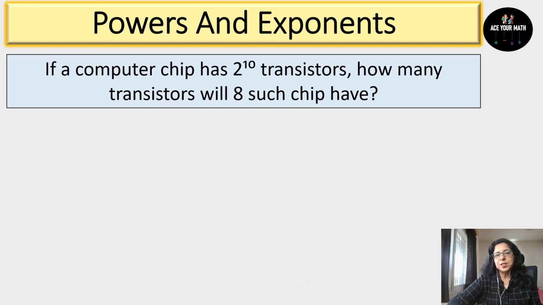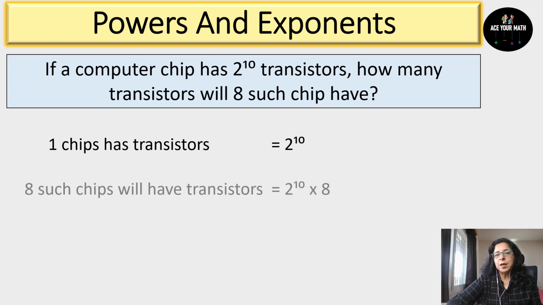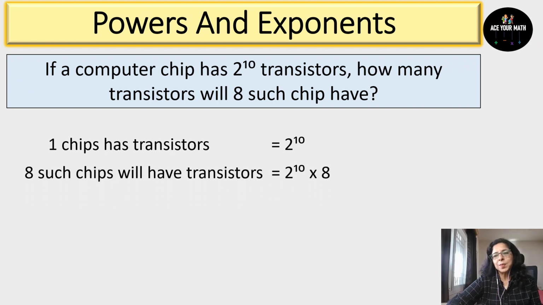Now see one more question. If a computer chip has 2 raised to the power 10 transistors, how many transistors will 8 such chips have? It is given that one chip has transistors equal to 2 raised to the power 10. So 8 chips will have how many transistors? You will multiply it by 8.